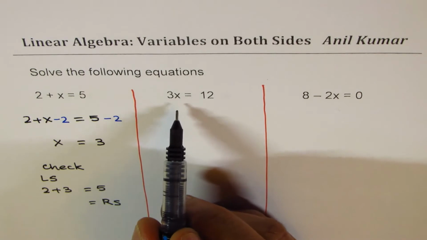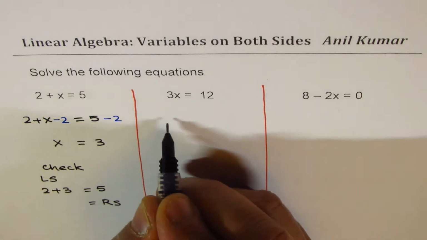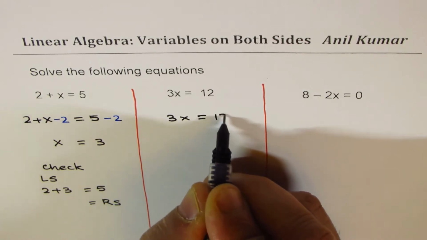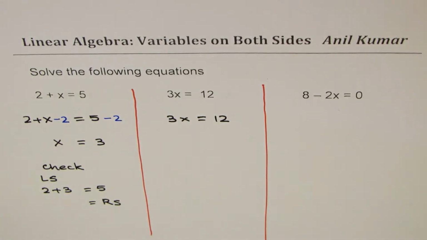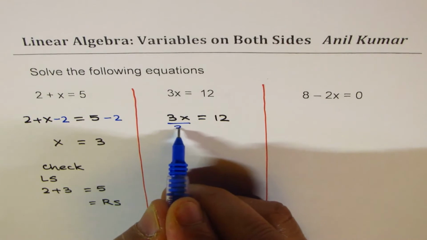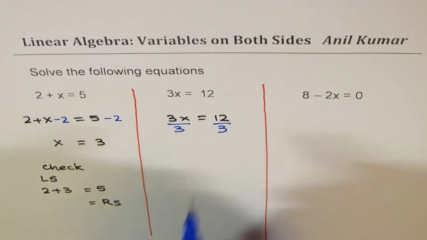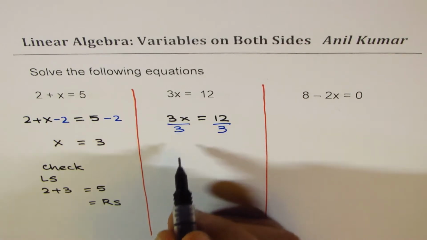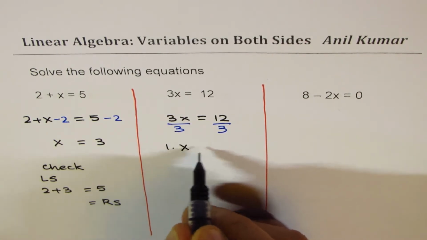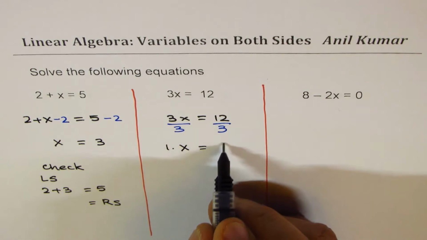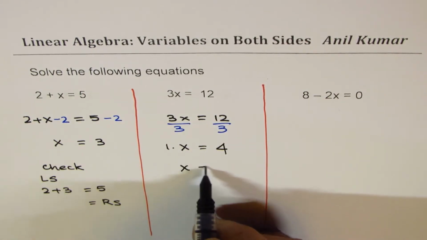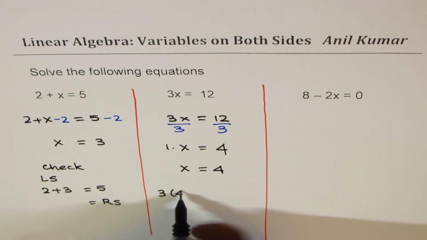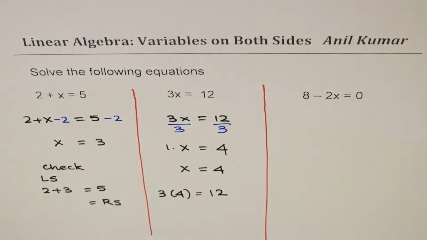If you have multiplication, 3x equals to 12. Now how could you solve this? 3 times x is 12. We can divide both sides by 3. So if you divide both sides by 3, these 3 cancel out. That is 3 divided by 3 is 1. So you get 1 times x equals to 12 over 3, which is 4. So x is equals to 4. Again, you can check, 3 times 4 is indeed 12, right?